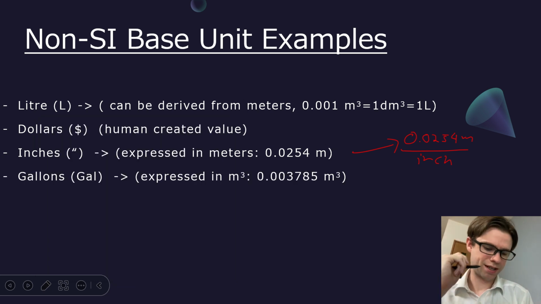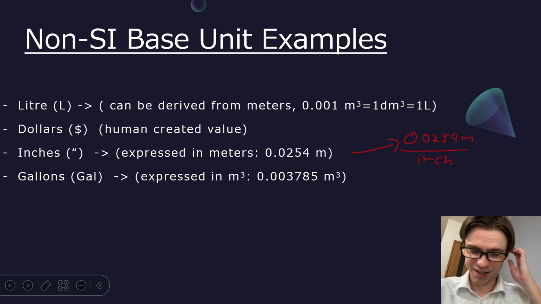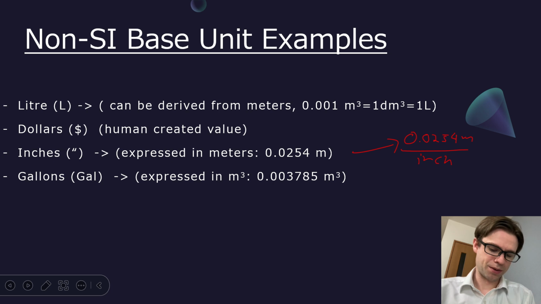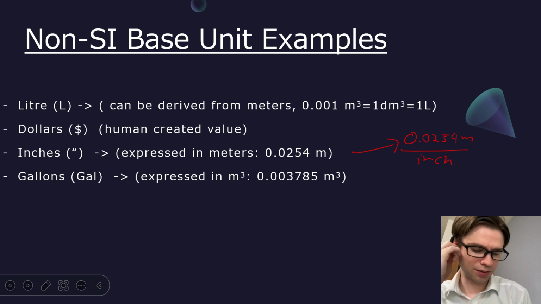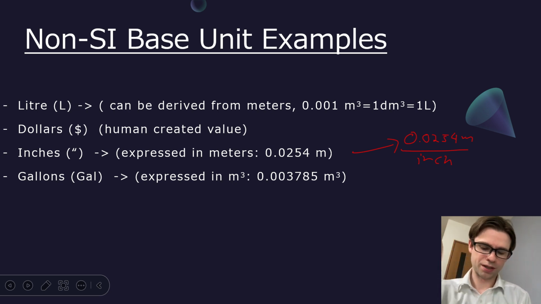Gallons, GAL. This is the American imperial method of volume measurement, but there exists a conversion rate to convert gallons to meters cubed as well, 0.003785 meters cubed per gallon.